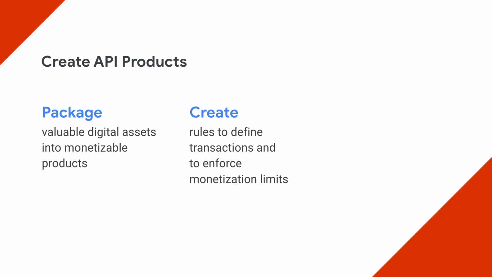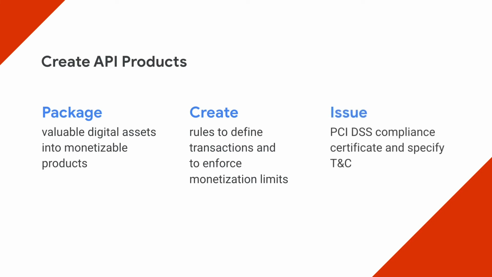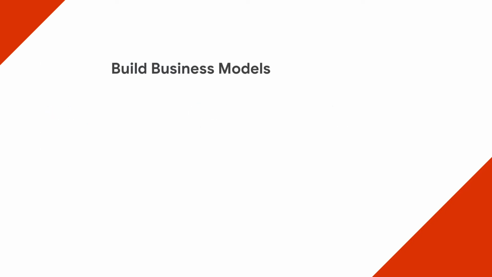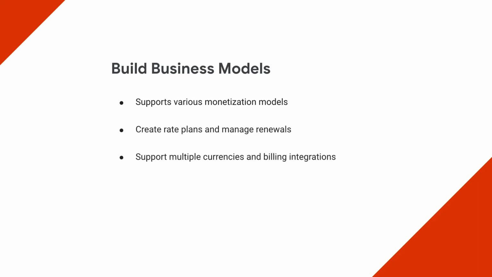You can create rules to define which API calls qualify as monetized transactions and to enforce monetization limits on API usage. If you take credit card payments from developers, Apigee makes things like PCI DSS compliance certificates straightforward and simple. Apigee also gives you the ability to build innovative business models through API monetization. You can choose from revenue sharing, usage-based billing, subscriptions, freemium, and many other pre-built models. You can easily create rate plans and manage renewals. Apigee API monetization also supports multiple currencies and provides for easy integration into your billing systems.